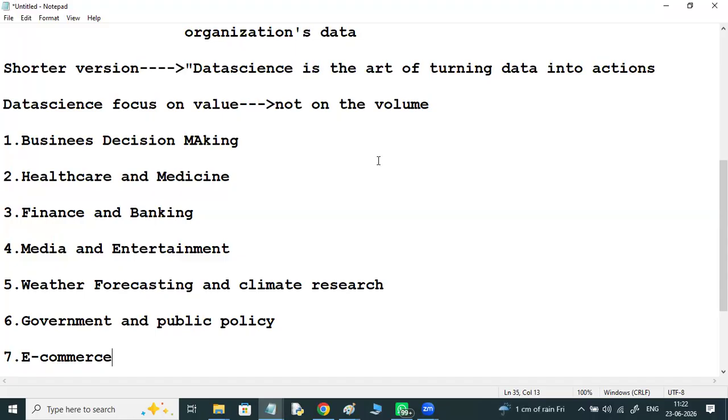So data science has become the backbone of modern industries. It is improving healthcare, optimizing business operations, making smarter cities. So data science is turning raw data into actionable insights. So it is driving innovation and efficiency, right?